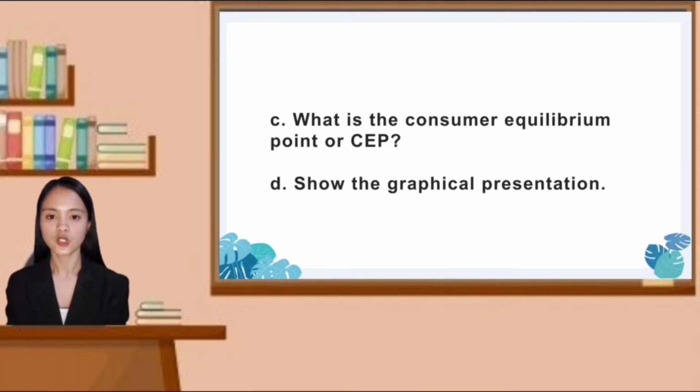Letter D. Show the graphical presentation. This graphical presentation will show the maximum utility or satisfaction given the income of 40 pesos and price of good X and Y, which is 8 pesos and 4 pesos respectively. And to answer the problems, Michelle will show you the computation and the graphical presentation. And that's all for now.